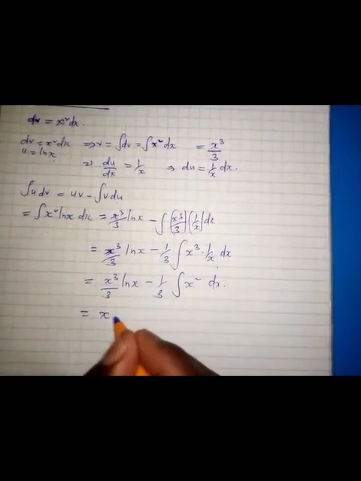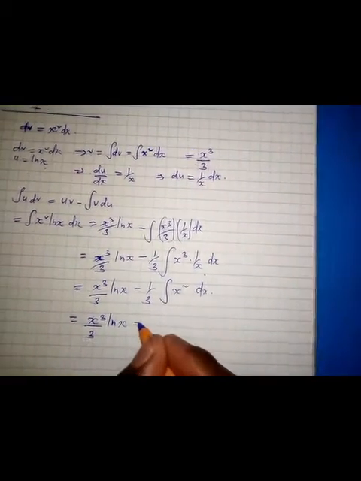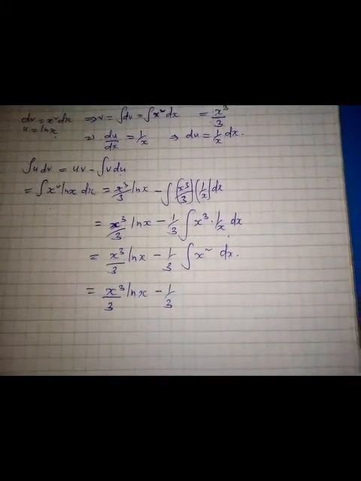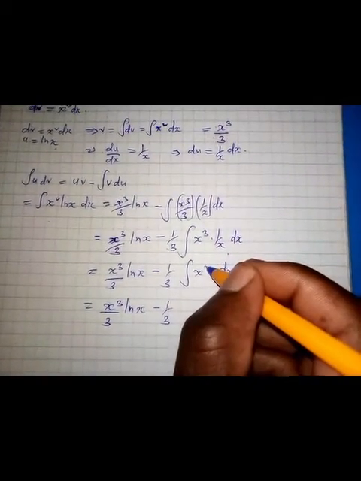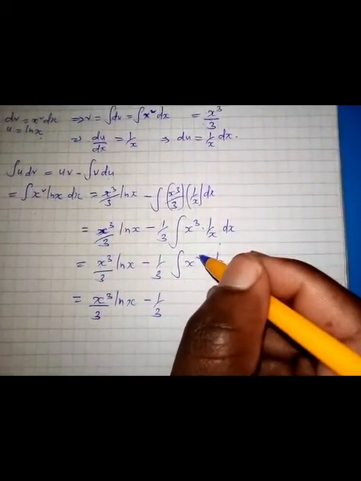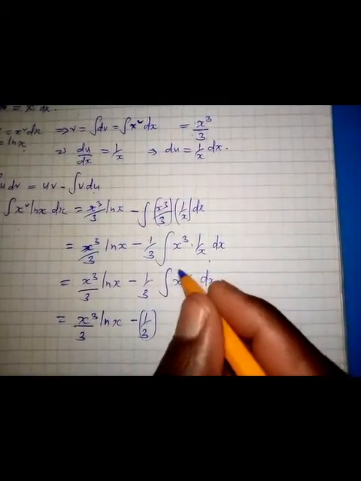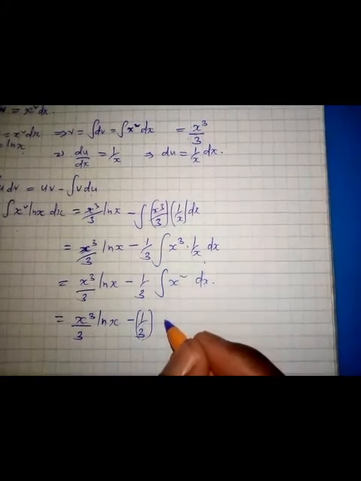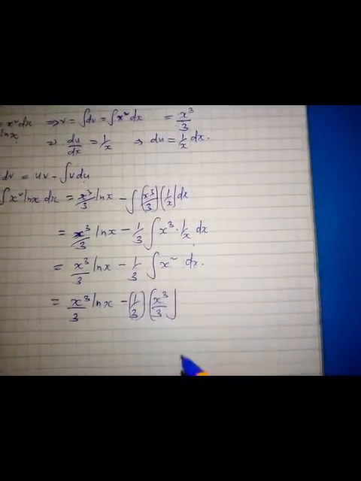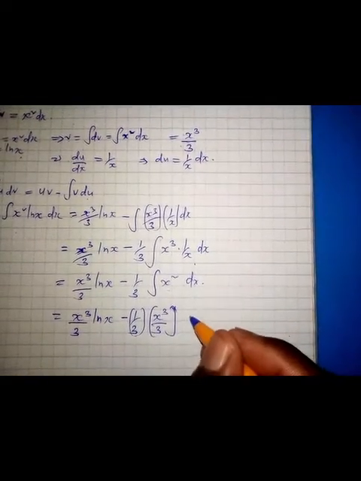This becomes x cubed over 3 ln x minus 1 over 3. If we integrate x squared, we get x cubed over 3. We increase the power by 1, since it's 2, we add 1, we get 3, then we divide by the increased power. So it will be 1 over 3, and if we integrate this with respect to x, we get x cubed over 3. Then we add an arbitrary constant c.